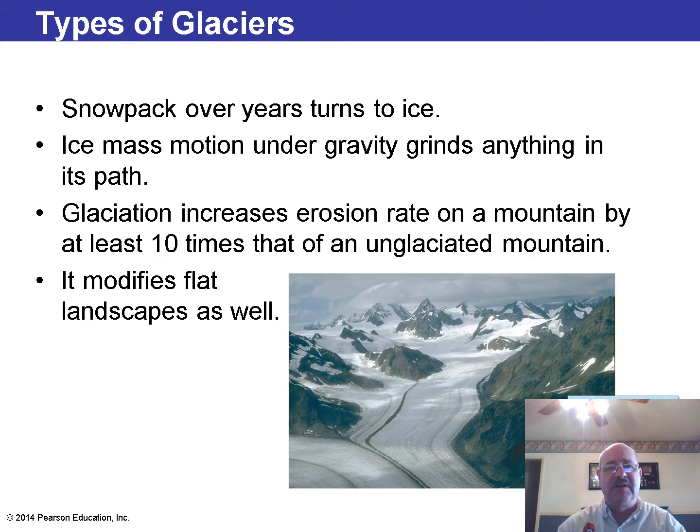All right, types of glaciers. Snowpack over years turns to ice. Remember, snow builds up, and it's kind of like the faulting and folding of sedimentary rocks. You're putting more weight, more pressure, and the snow begins to cement together and compact. As it compacts, it squeezes out all the excess air that's in the snow and turns it into ice. Ice mass, in motion under gravity, grinds everything in its path.